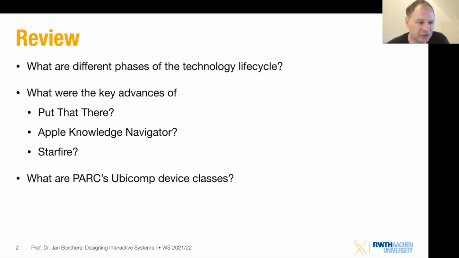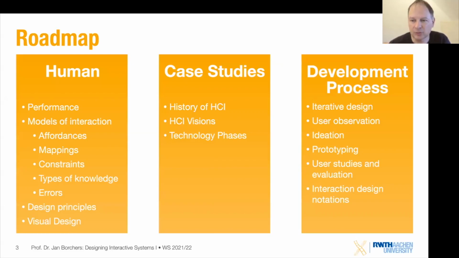All right, I think then we can move on to our roadmap here. So this is where we are today and where we're going next, right? We've covered the human in our first part of the class. We have then looked at the computer, if you like, the history of HCI and HCI visions and these phases of technology. And we're now at the point where we enter the third column here of this class, which is the development process, right? After we've laid the theoretical foundation with the first column and given you a historical context with the second one, we're now going to go into the tools of the trade. How do you actually create interfaces that work well?